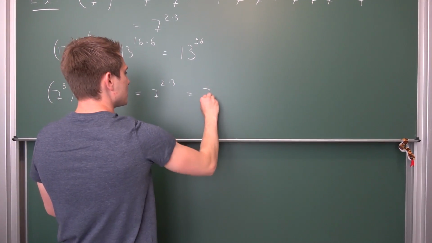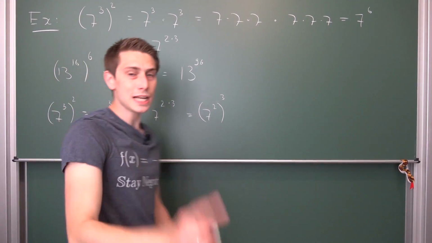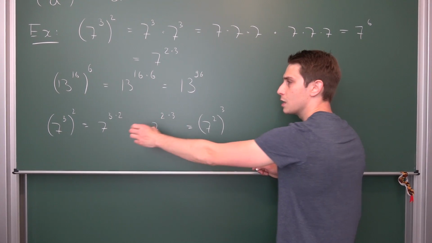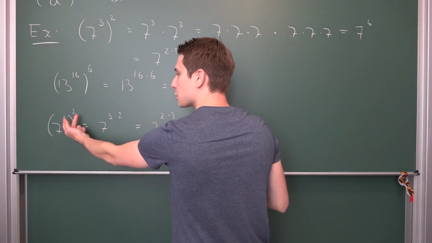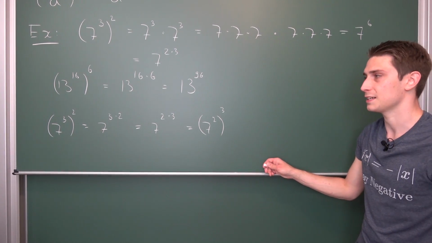So this is just 7 squared raised to the 3rd power. And this is really important. That's a really important relationship, that since multiplication commutes, we can just basically interchange those exponents in some way. Keep this in mind, it's going to be important later in the game.